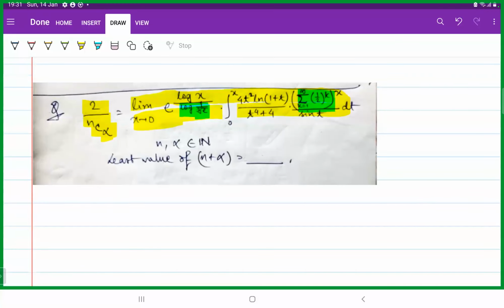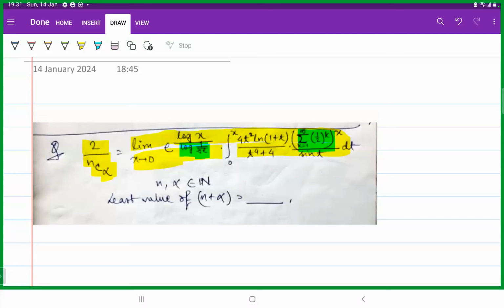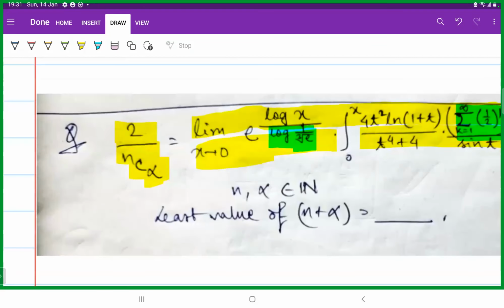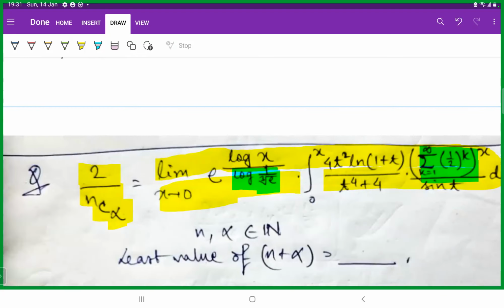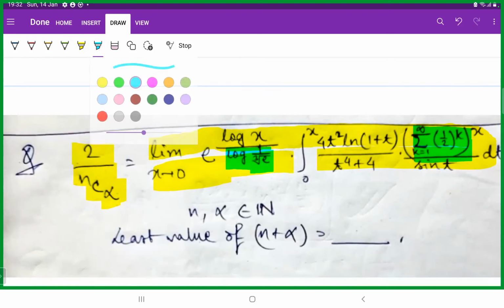Hello everyone. So we have a good question from the chapter of functions. We have a function which has been given, this very big function with a limit over here in the right hand side, and on the left hand side we have 2 divided by nCα, right? And we have to find the least value of n plus alpha.